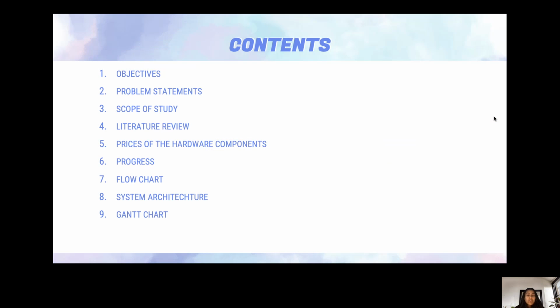Moving forward, these are my contents, where I have given a brief description of the objectives, problem statements, scope of study, literature review, prices of the hardware components, progress, flowchart, system architecture, and Gantt chart.